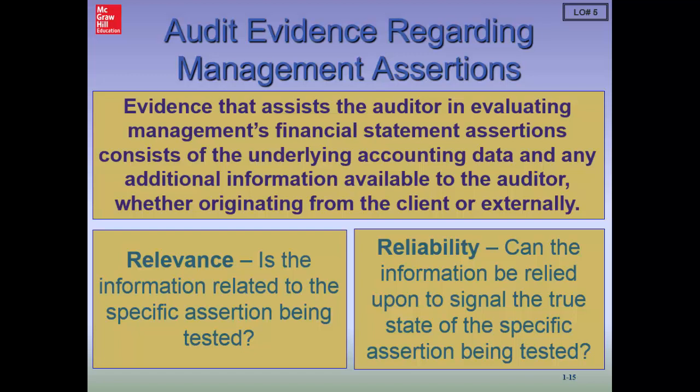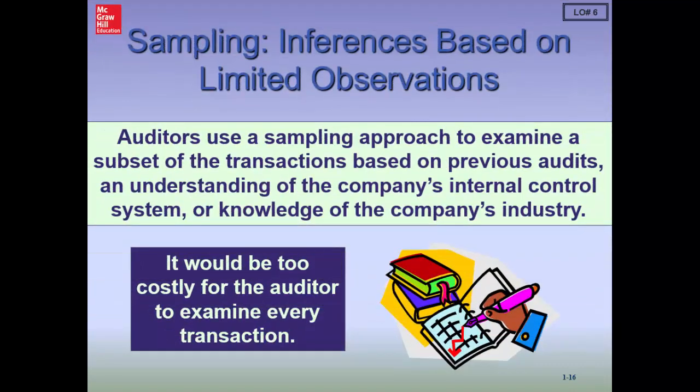Key words related to evidence. Relevance is the information related to the specific assertion. So you notice the relevance relates to the assertion. Reliability: can the information be relied upon to signal the true state of the specific assertion? So reliability, critical. And keep in mind that as we're considering reliability, we're not looking for absolute reliability. What we're looking for is being persuaded that the information is in fact appropriate, and it gives us the ability to provide this reasonable assurance.